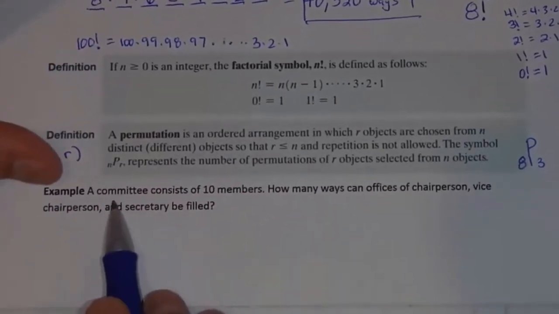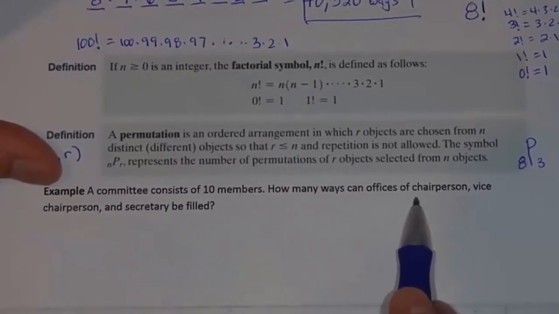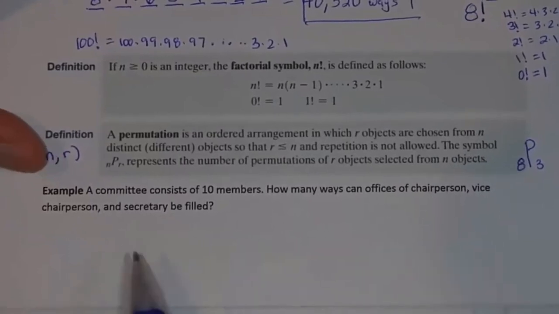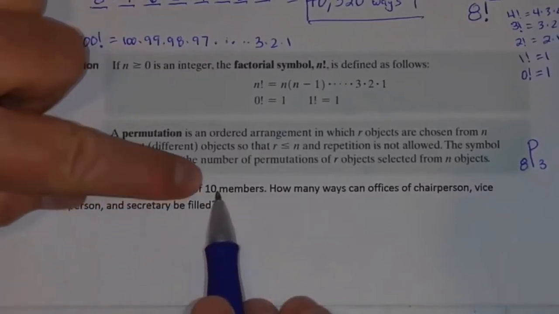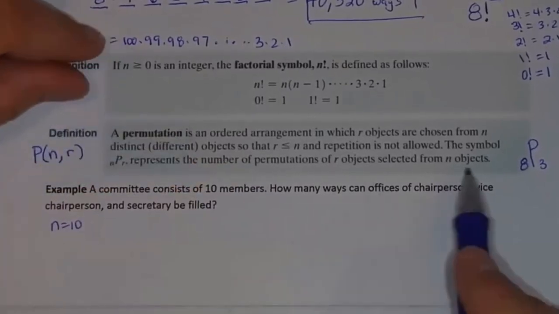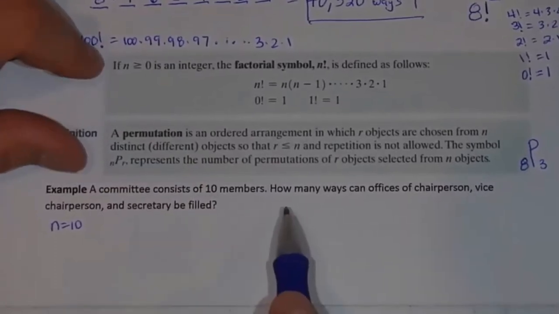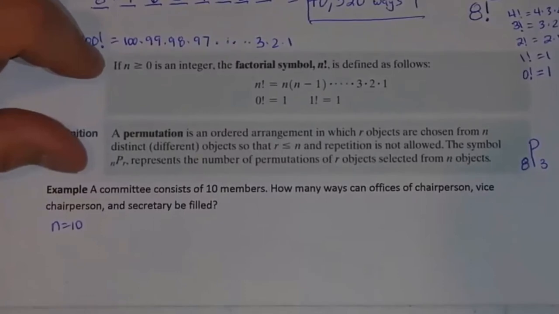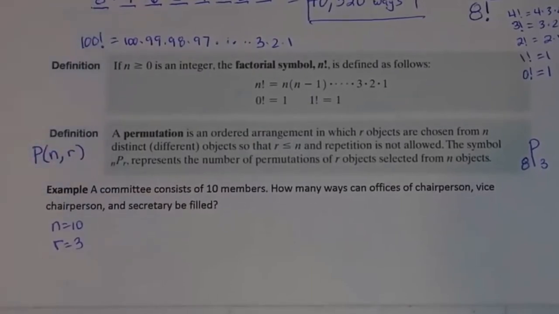Example. A committee consists of 10 members. How many different ways can offices for chairperson, vice chairperson, and secretary be filled? So a committee is made up of 10 people, so n equals 10. Our question is, how many ways can the offices of chair, vice chair, and secretary be filled? We're going to pick 3 people for offices, so r equals 3. So we have 10 items and we're picking 3 of them. Again, how many different ways can that happen?